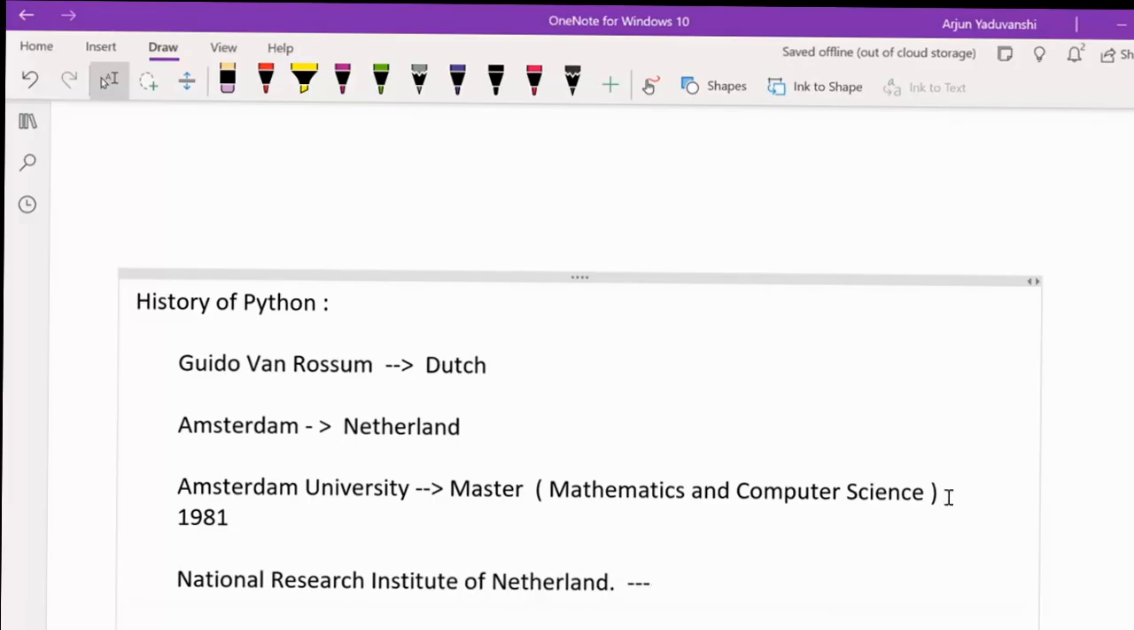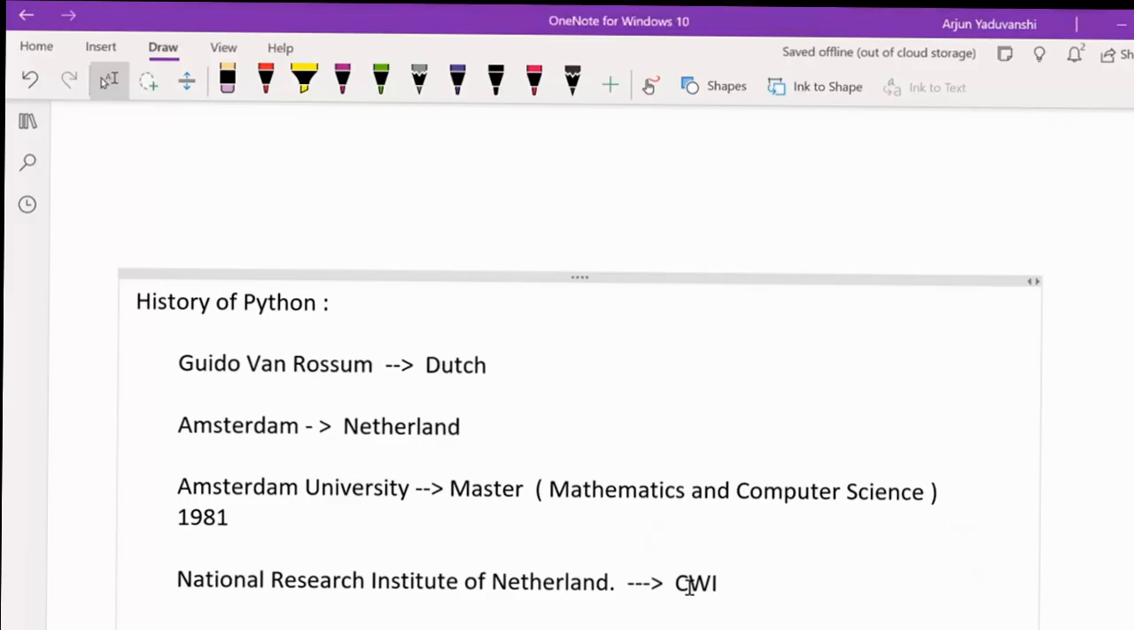Now, the Netherlands is a very small country. It is like one of the states of India. Now, they had something called the National Research Institute of Netherlands. In that, there was a particular wing where they were developing a programming language. They call this wing CWI.